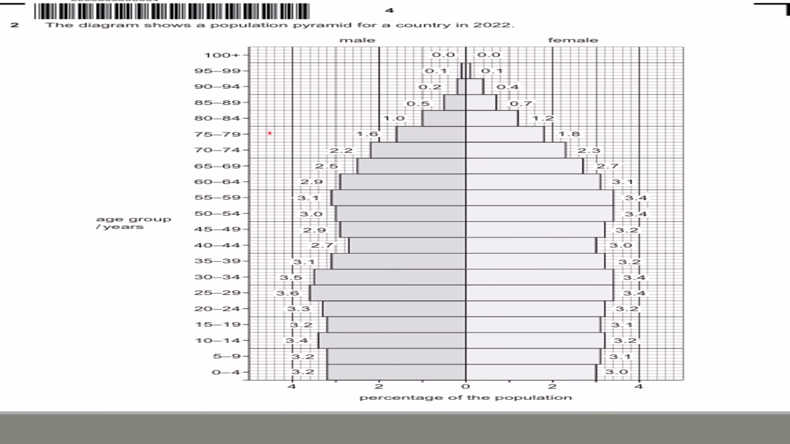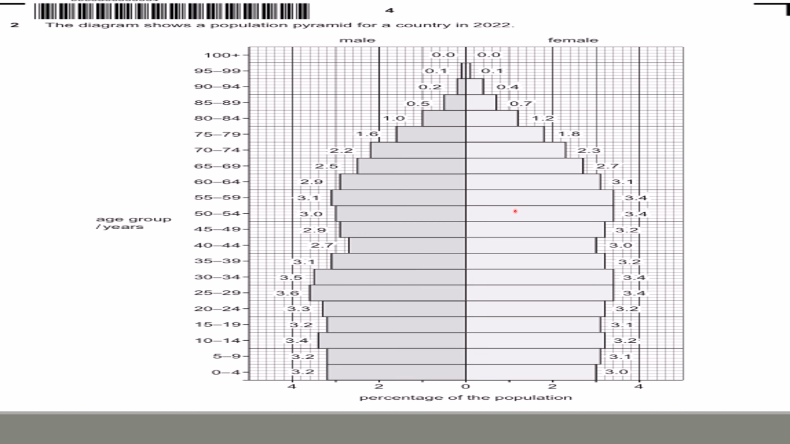The older age groups, 65 plus, gradually become narrower, with a very small percentage above 80 years. This suggests lower life expectancies compared to developed countries, with fewer elderly people in the population. Step 5, identify the shape of the pyramid.